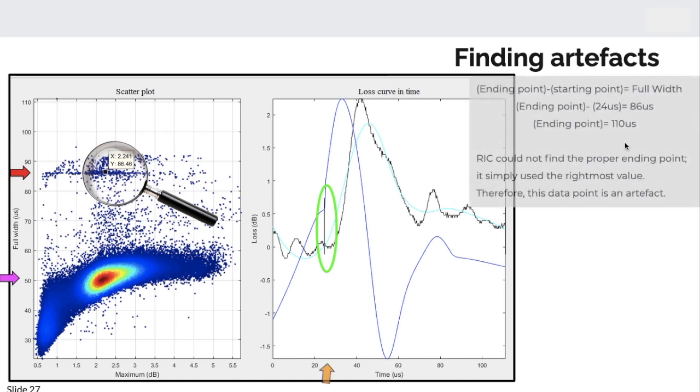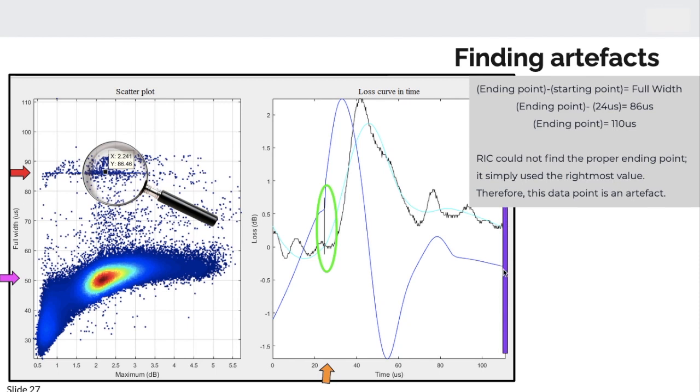Why? Well, if we compute manually, the full width is 86 right here, and then here would be the starting point, so 24. And we isolate, so 86 plus 24, we get 110. So this just shows that Rick has calculated the ending of the parabola as 110, and it turns out that it's really just right there.